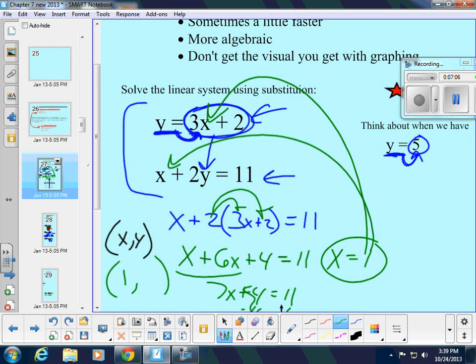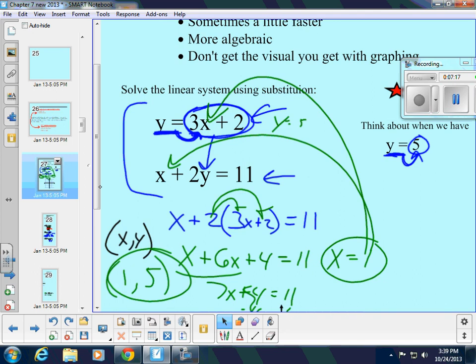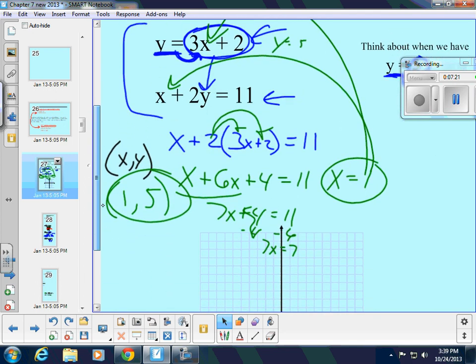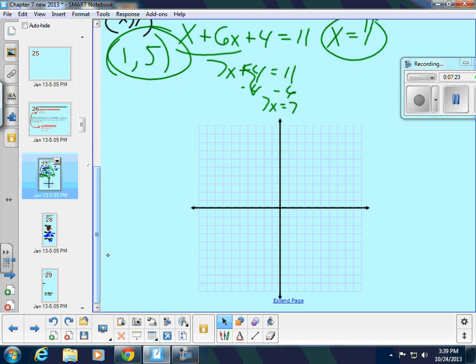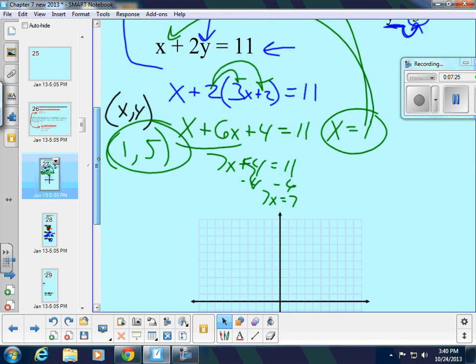So I'm going to plug it into the top one because that one looks a little easier in this case. 3 times 1 gives me 3, and if I add 2, I would get y equals 5. So this ordered pair, the point where the two lines cross, would be (1, 5). Just in case you don't believe me, I'm going to show you that too on this grid down here. So I'm going to bring these equations with me.